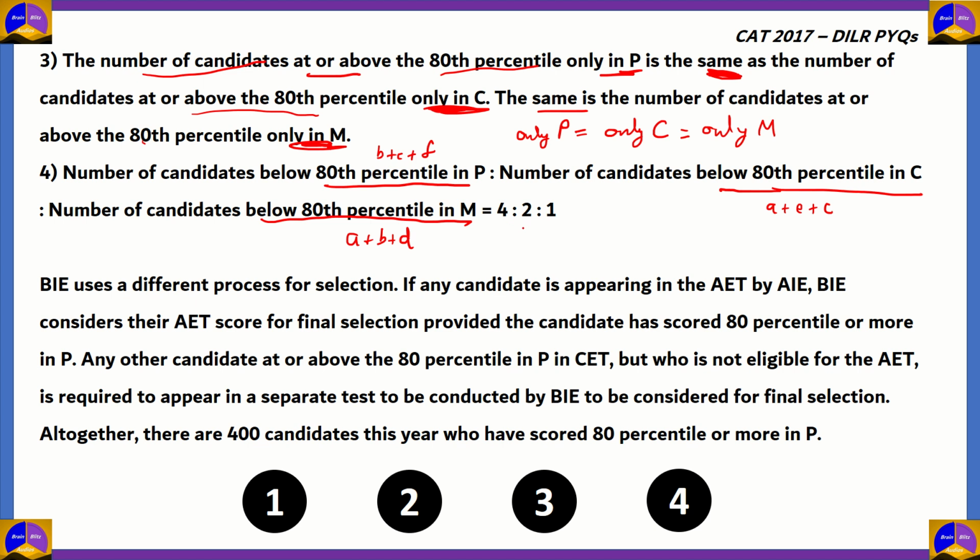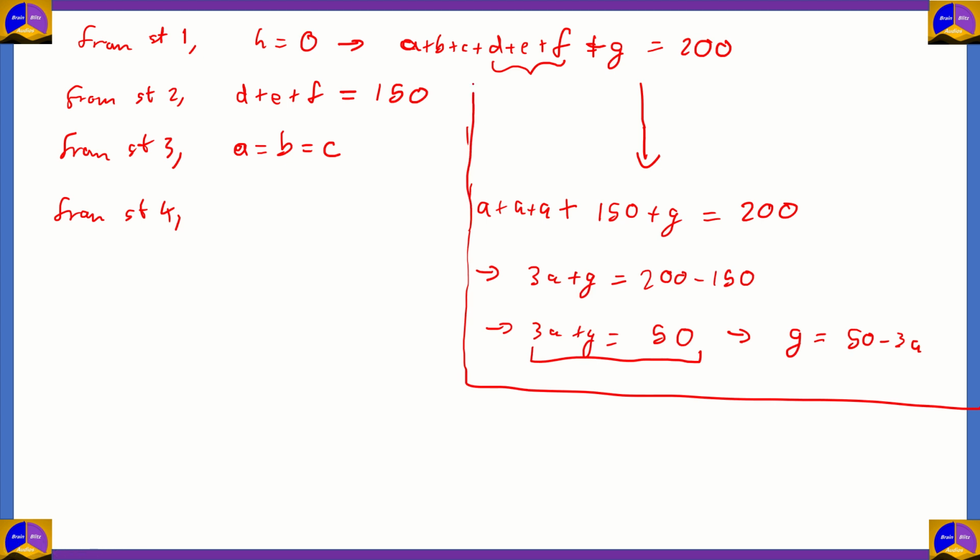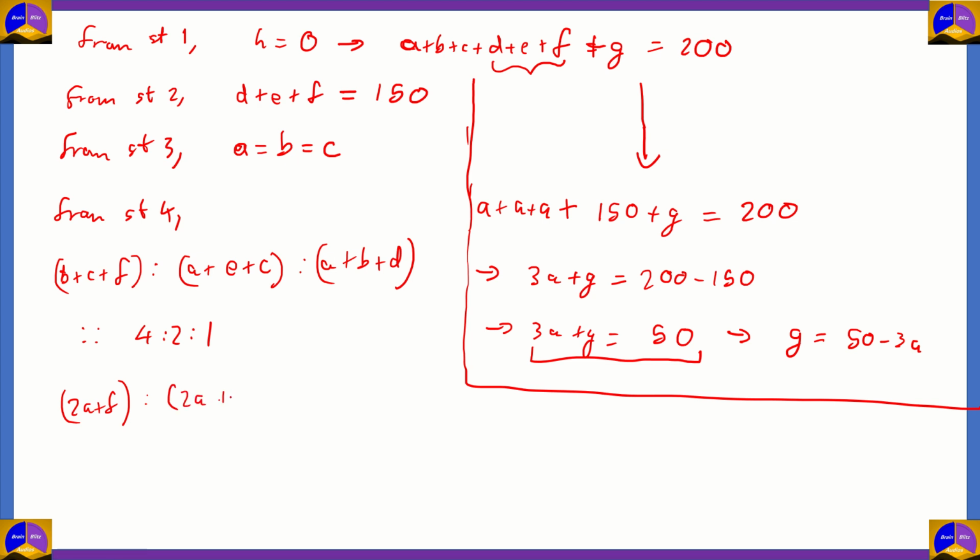Now, the ratio of all of these is 4:2:1. So let's write that. From statement 4, what we get is B plus C plus F is to A plus E plus C is to A plus B plus D, proportionate to 4:2:1. Now we can rewrite the three quantities on the left in terms of A, because A equals B equals C from statement 3. So therefore what we get is 2A plus F is to 2A plus E is to 2A plus D, proportionate to 4:2:1.